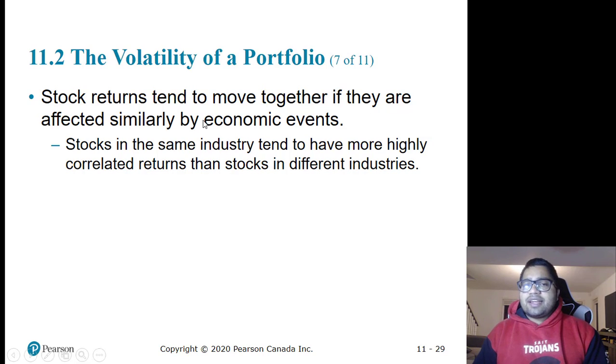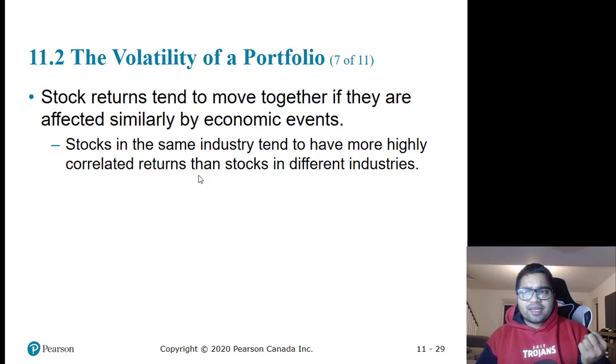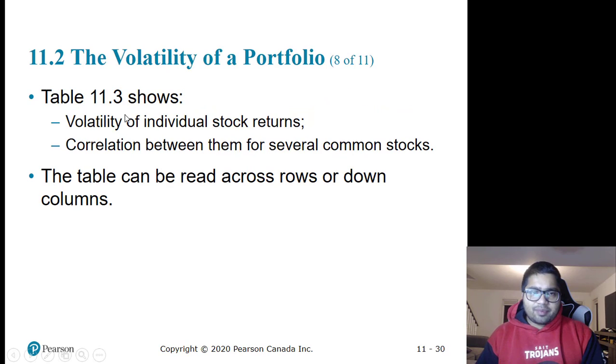Stock returns tend to move together if they are affected similarly by economic events. So stocks in the same industry tend to have higher correlations with each other than stocks in different industries. So what is the bottom line? The bottom line is it is better to combine stocks that are in different industries. Table 11.3 shows volatility of individual stock returns and correlations between them for several common stocks. Okay. So this is given in the book, you can have a read.